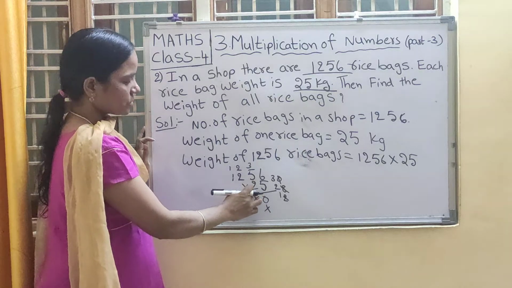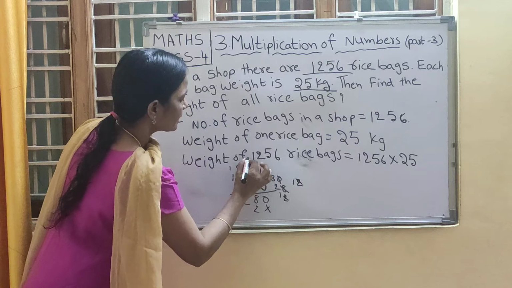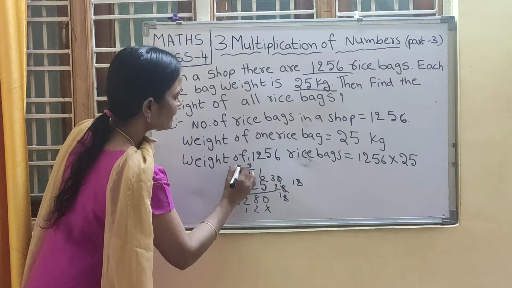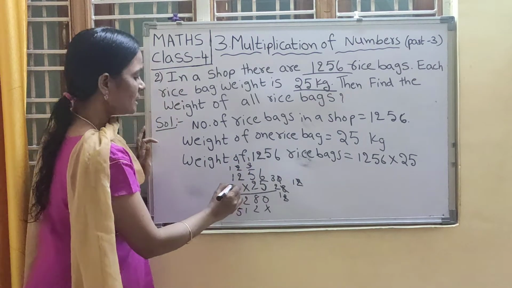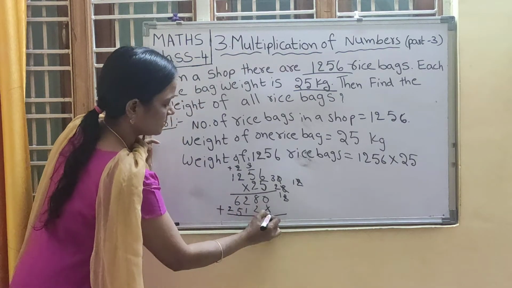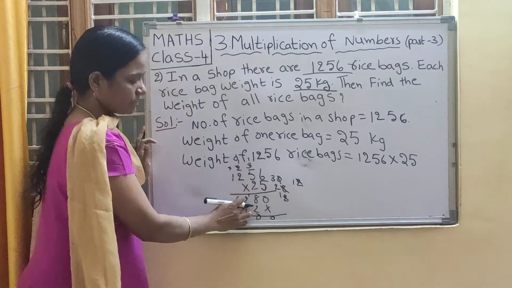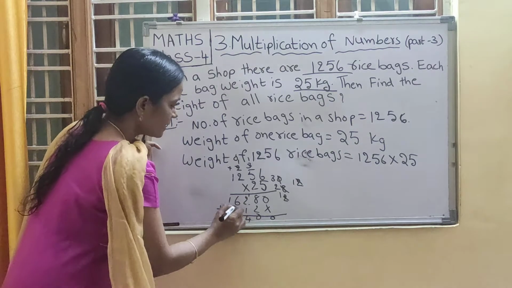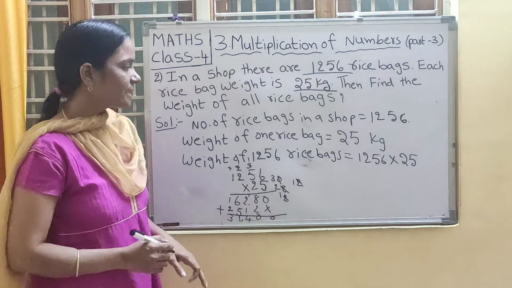Next, 2 sixes are 12. So 2 right here and 1 is the carry. And 2 fives are 10. 10 plus 1 is 11. So 1 right here and 1 is the carry. 2 twos are 4. 4 plus 1 is 5. 2 ones are 2. So 2 right here. Now take addition. 0. 8 plus 2 how much? 10. 0, 1 is the carry. 1 plus 2 is 3. 3 plus 1 is 4. Now 6 plus 5 is 11. 1 right here and 1. 1 plus 2 is 3. What is the answer? 31,400 kgs.